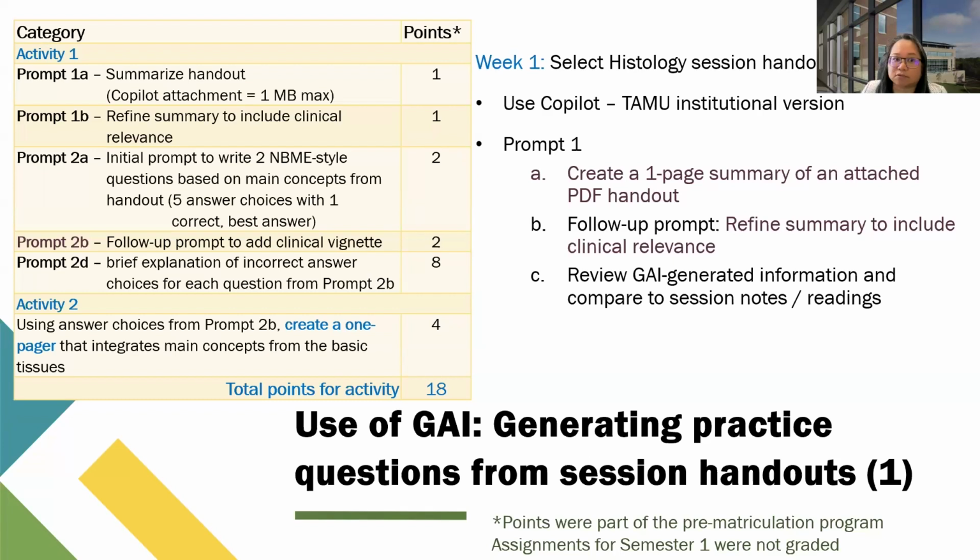The first one was to create a one-page summary of an attached PDF handout. Then they receive the output, followed by refining the summary to include clinical relevance, since this is a medical course. Then I wanted them to review their generative AI generated information and compare it to session notes and the readings. Part of this is also to provide them the opportunity to do their second or third pass of content after attending a lecture.